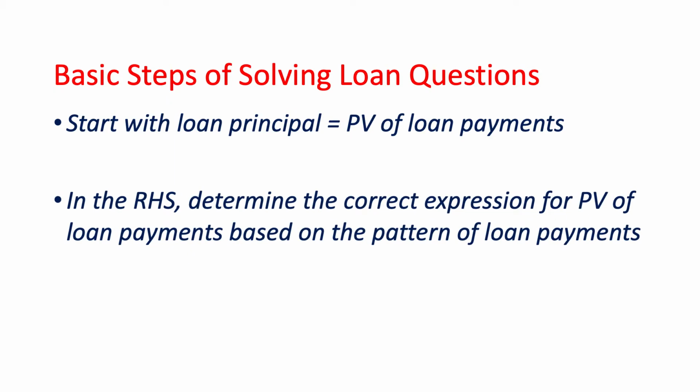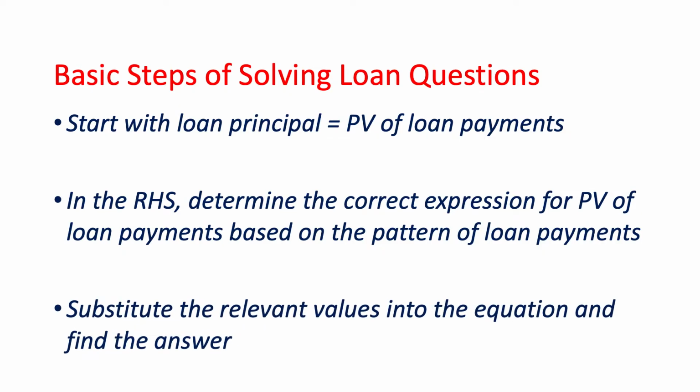And then second, in the right-hand side, we determine the correct expression for present value of loan payments based on the pattern of loan payments. Different payment pattern entails different expression. A single loan payment would require a simple PV equation, whereas an annuity payment would require an annuity PV equation, and so on and so forth. So the next thing is to determine the pattern of loan payments, set up the correct expression for the PV of loan payments, and then put it in the right-hand side of the starting equation. Finally, we substitute the relevant values into the equation and solve for the answer carefully.